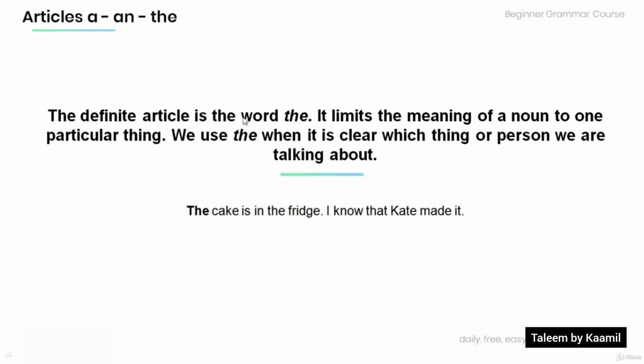Note that the definite article is the word the, and it limits the meaning of a noun to one particular thing. We use the when it is clear which thing or person we are talking about. Let's have a look at the sentence below. The cake is in the fridge. I know that Kate made it. The listener knows where the cake is and who made it. So we use the article the.